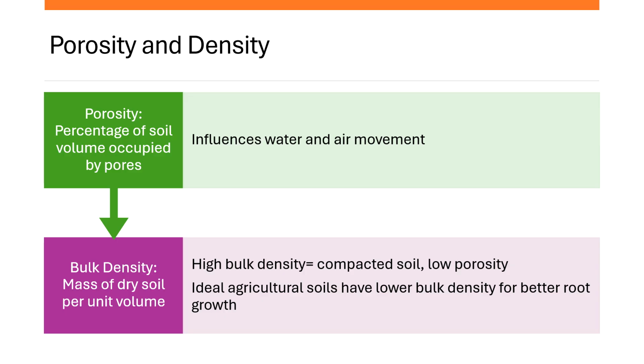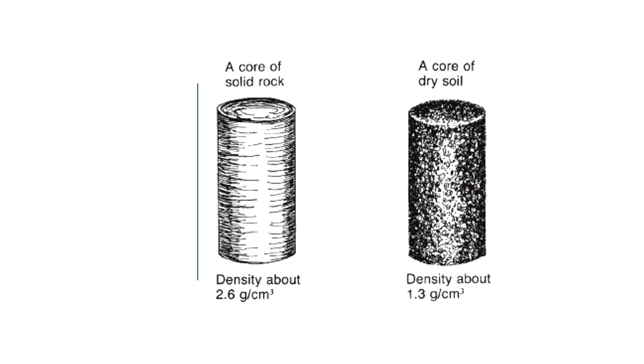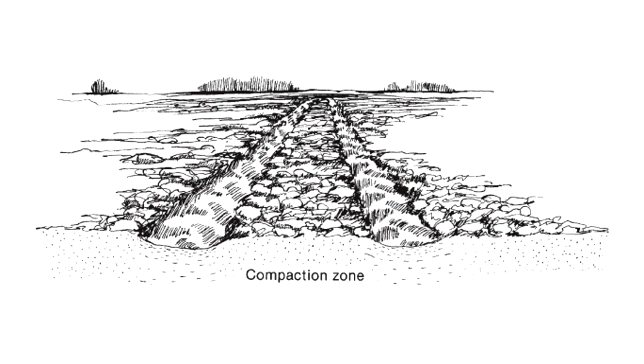Aim for a structure that balances macropores and micropores for your crop and climate. When rocks weather, they become loosened and less dense as soil is formed. The zone of compaction has a higher bulk density and a lower permeability.